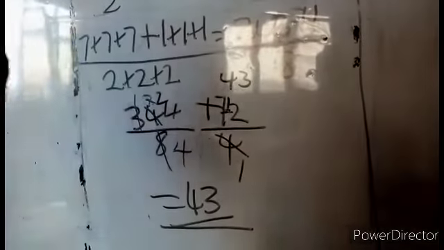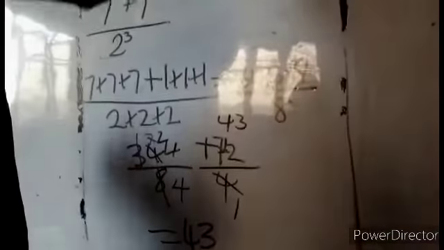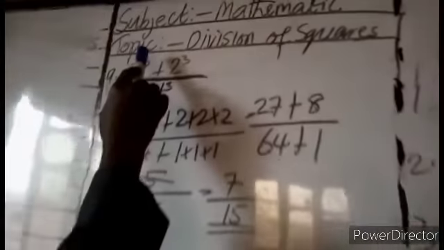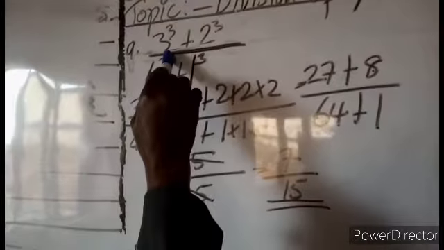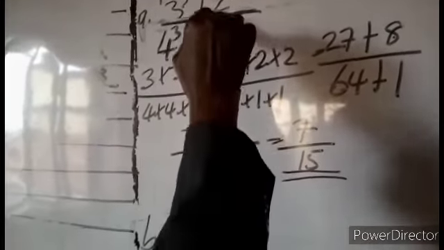So don't forget, I told you math is simple. Let's run it again from the beginning. You have 3 raised to the power of 3 plus 2 raised to the power of 3, divided by 4 raised to the power of 2 plus 1 raised to the power of 3.